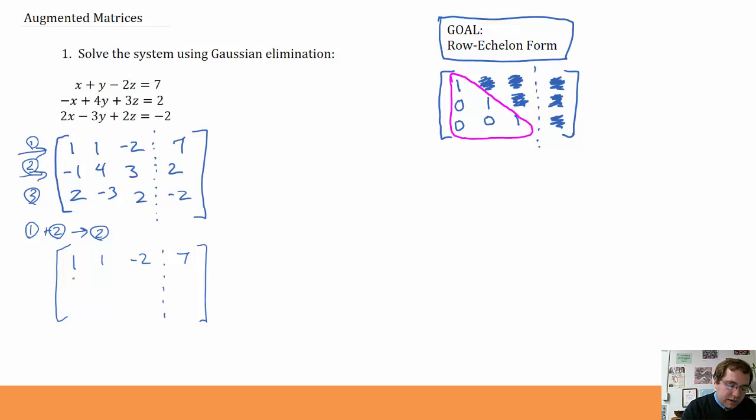The second row becomes my new row of when I add the first row and the second row together. So the 1 and negative 1 makes 0. The 1 and the 4 makes 5. The negative 2 and 3 is 1. 7 and 2 is 9. So notice I've got the 0 right underneath my 1 now. Pretty easy to get that.